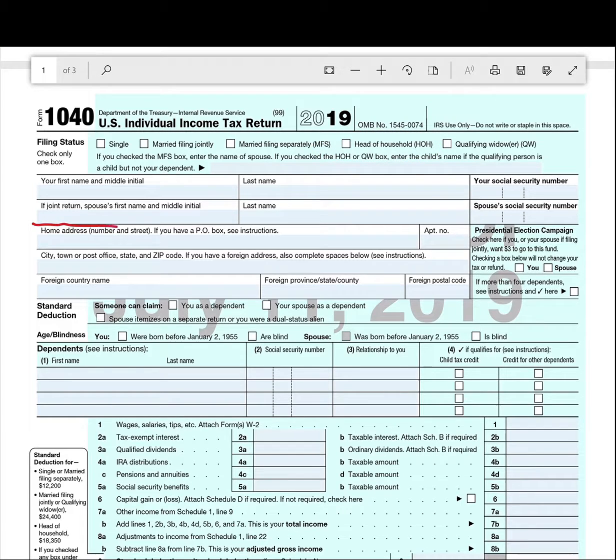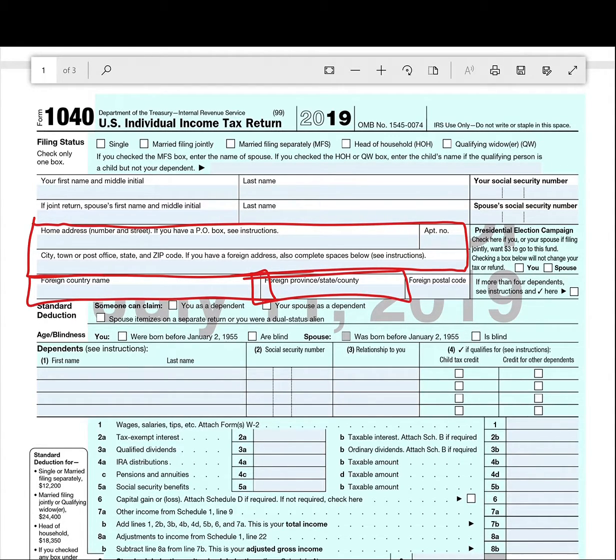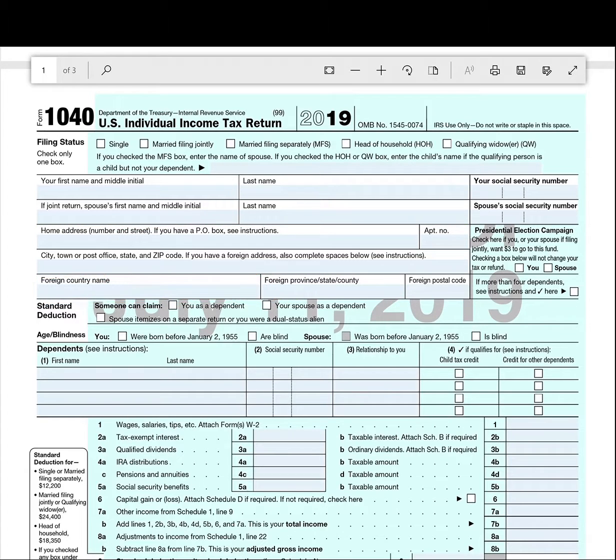So next up is just the full address of you and your spouse, including the foreign country and foreign province, state, or county if that is applicable to you. On the right over here, you can elect to donate $3 to the presidential election campaign. This is completely up to you. Only check the box if you do want to give money to the campaign. And note that if you check for you and your spouse, that will be $3 each.